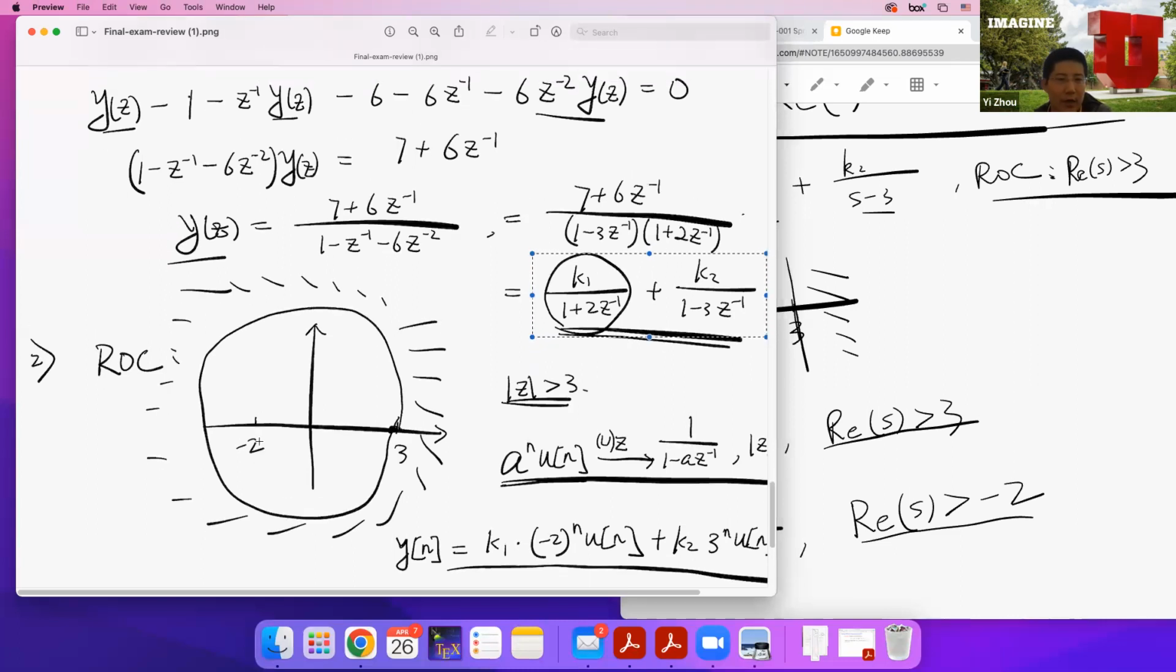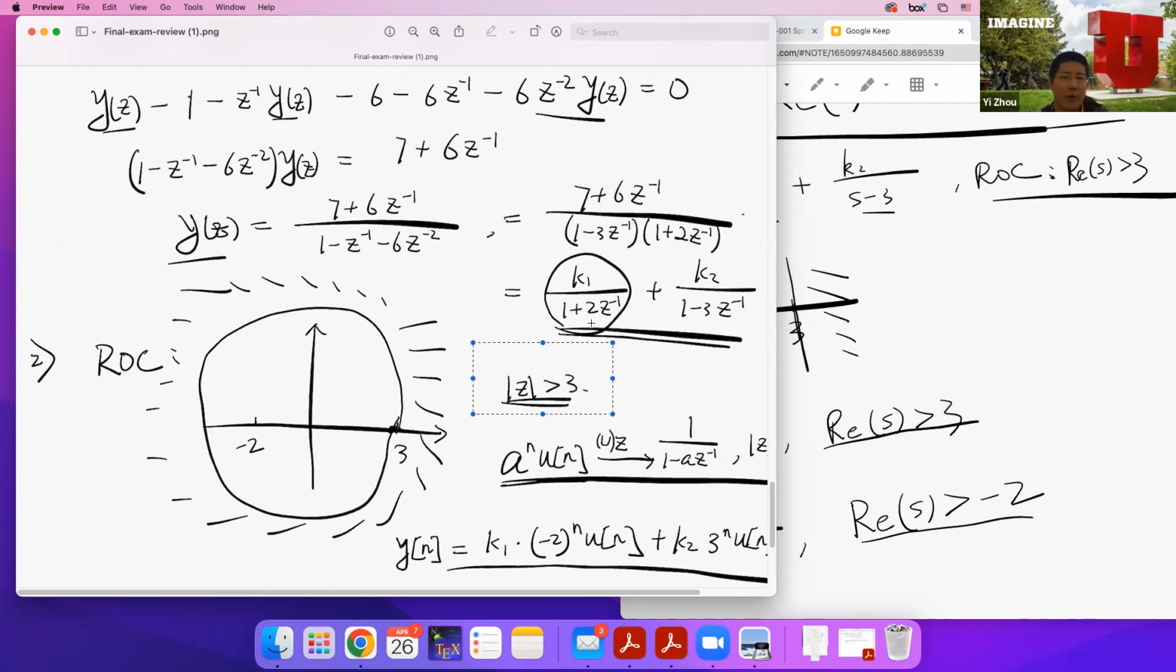And because it's a unilateral Z transform, by its property the ROC is outward. At the same time, the ROC should not contain any poles. So the only possibility is outward of the outermost pole, which is 3. Therefore, you draw a circle with radius 3, and the ROC is outward of this circle. Okay, so now you have this overall ROC.